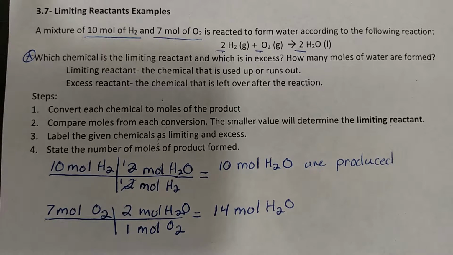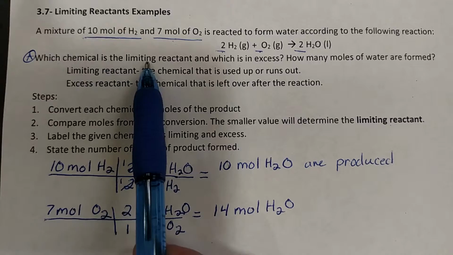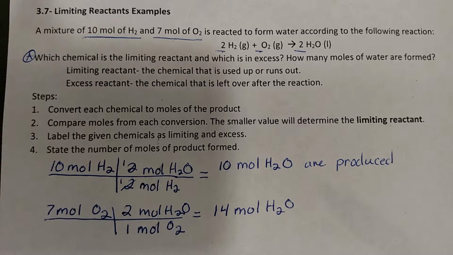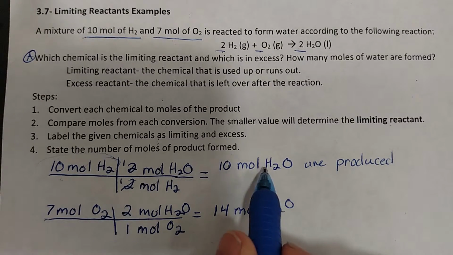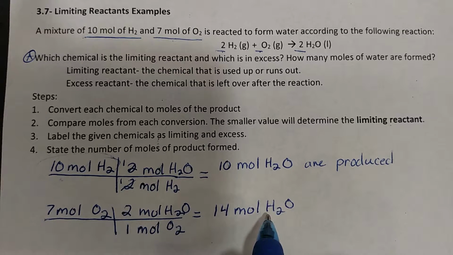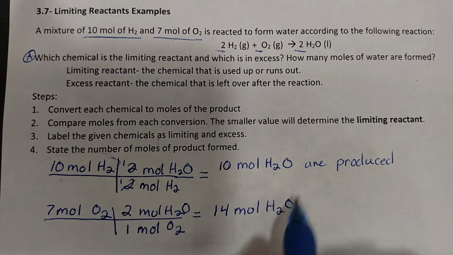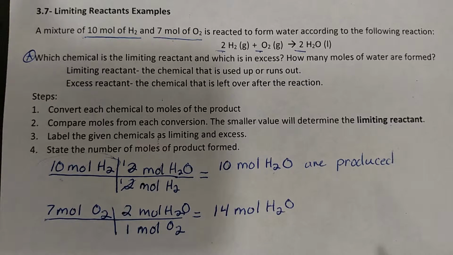Now, the question for this first part wants to know which is the limiting reactant and which is an excess. So the chemical that runs out or is going to produce the smaller amount of product is our limiting reactant. Now the key here is to always label the reactants, this part here, not what's over here, because if you notice they're the same chemical. So if I label this as limiting and this is excess, that is labeling the same chemical as both, and we can't have that.